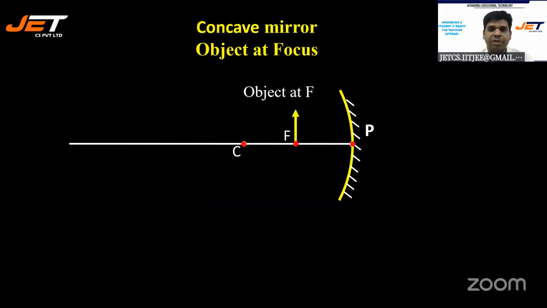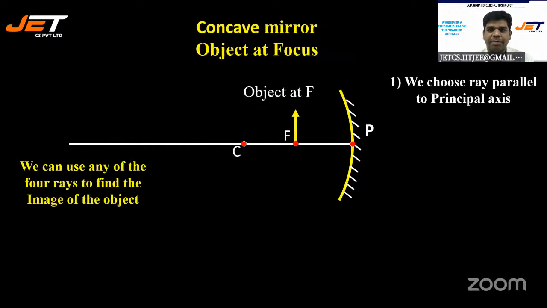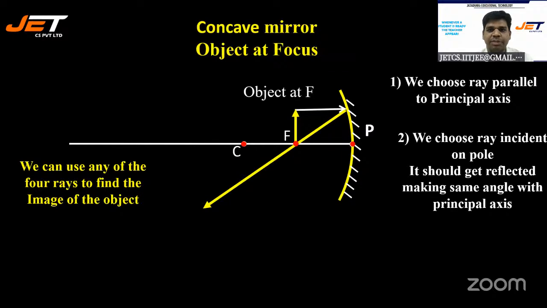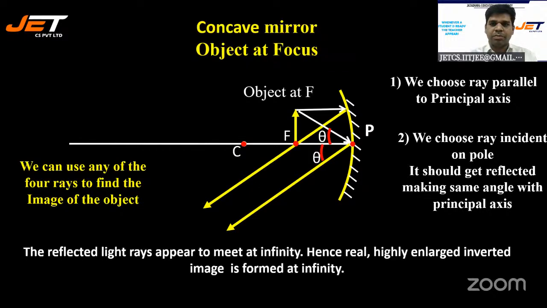If we keep the object at the focus, let's see what happens. I'll choose a ray parallel to the principal axis, so it passes through the focus. Another ray, I'll choose a ray which is hitting the pole of the mirror. It will get reflected symmetrically with respect to the mirror. The reflected light rays appear to meet at infinity, hence a real, highly enlarged, inverted image is formed at infinity.